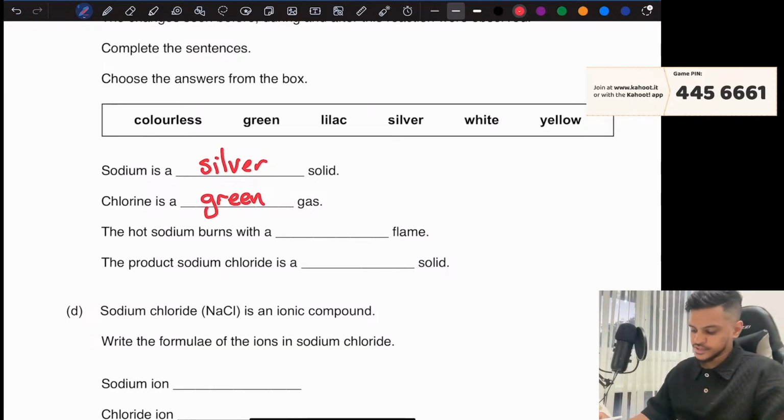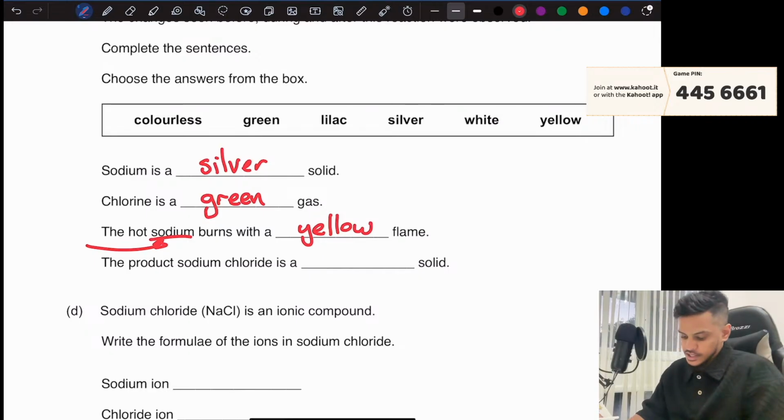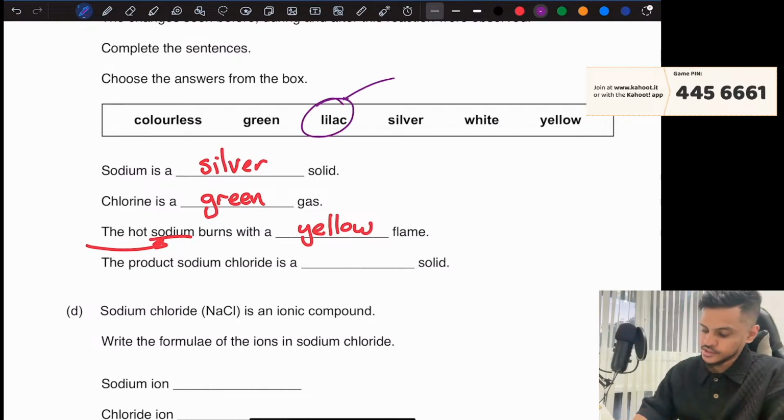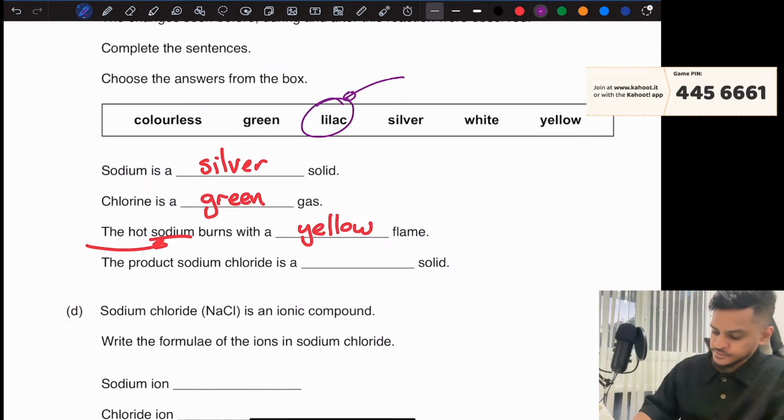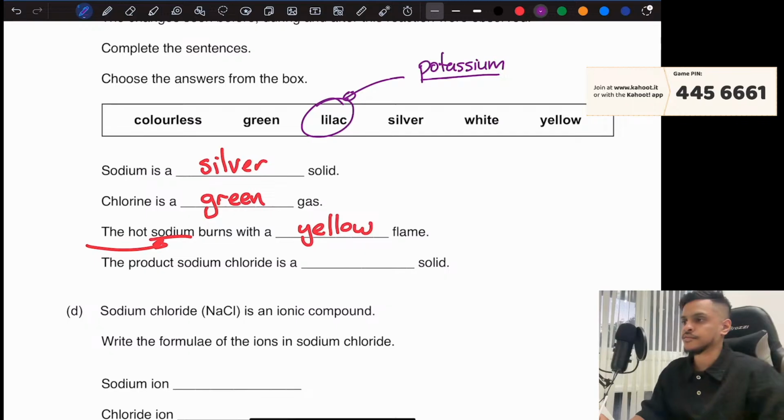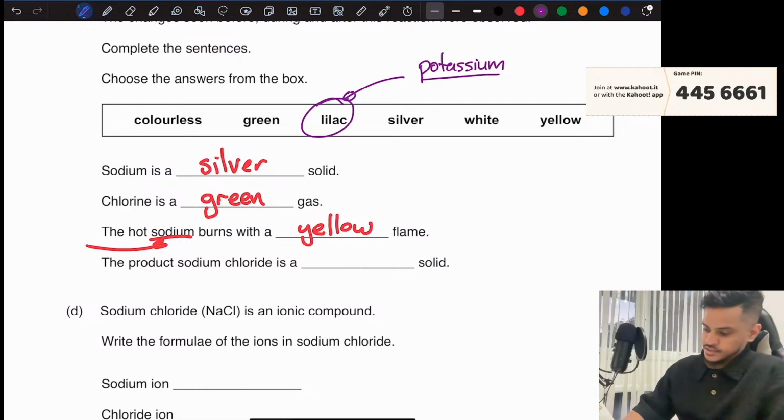The hot sodium burns with a something flame. This is a bit of a cheeky question because this is more of a paper 2. Fluorine, that's right. Someone asked, is yellow fluorine? Yes, it is. Sodium does not burn with a lilac flame. Does anyone know what lilac flame is? It's not sodium. It's something else. What burns with a lilac flame? Who knows? Potassium. Well done, Priv. Potassium burns with a lilac flame. The product sodium chloride is a something solid. What do you guys think that something is?